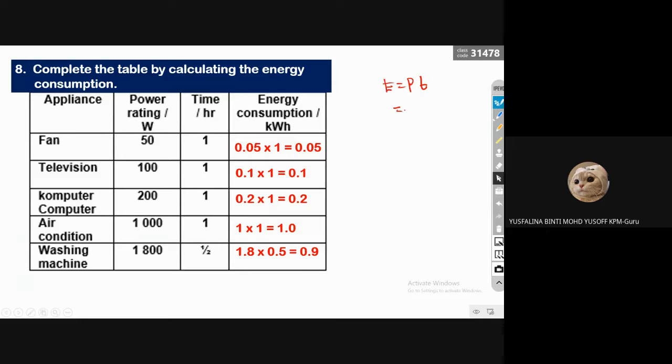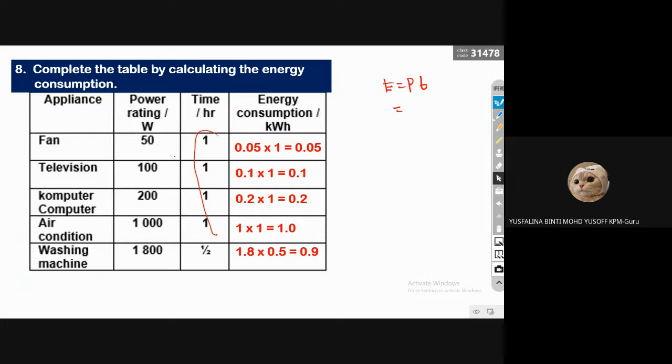Okay, so for this one, they give you, let's say, a fan. The power rating is 50 watt. What does power mean here? Power is actually the energy that is released in 1 second. The time is 1 hour. Luckily, they already changed it to hour. If they give you minutes, then you change to hour. How do you change it? Divide by 60.